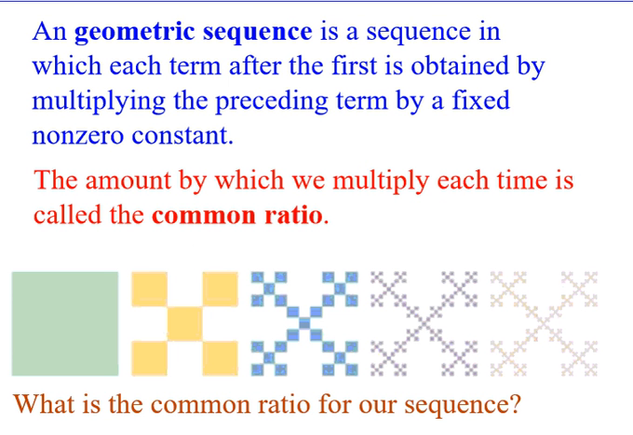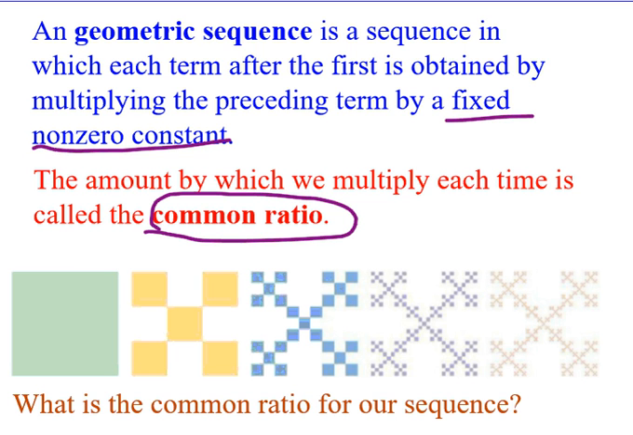So now we get to the definition part. A geometric sequence is that sequence in which each term after the first is obtained by multiplying the preceding term by a fixed non-zero constant, right? That fixed non-zero constant is the thing we call the common ratio. So in this sequence that we just created, our common ratio, it's basically what's this number that we're multiplying by every time. And so our common ratio here is 5.